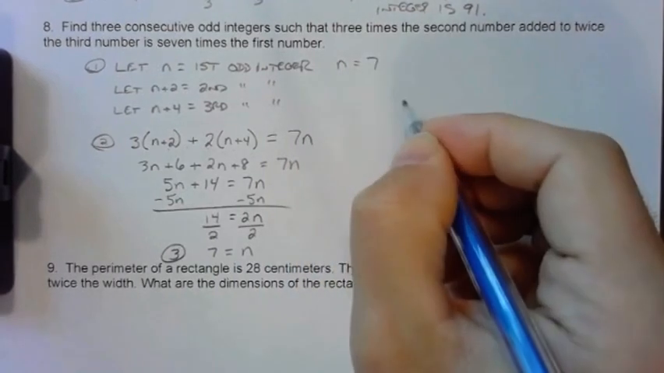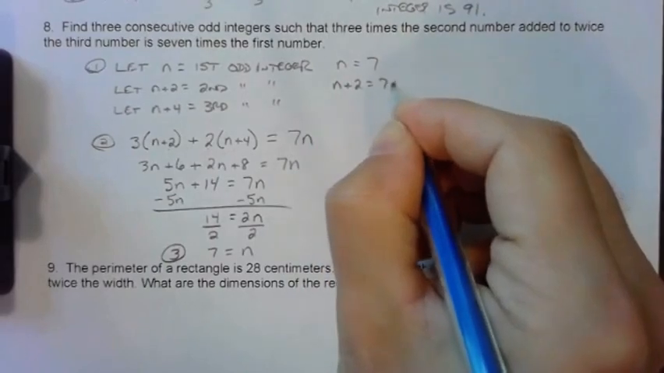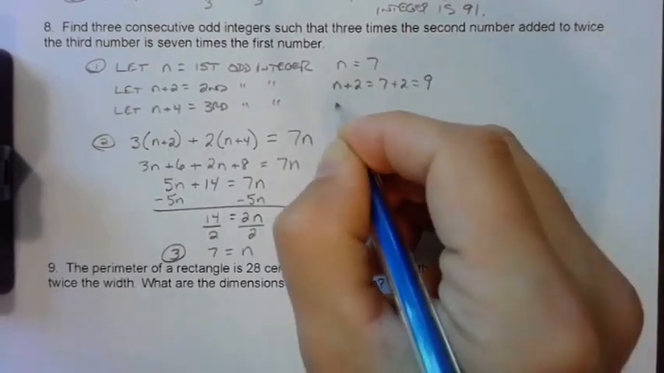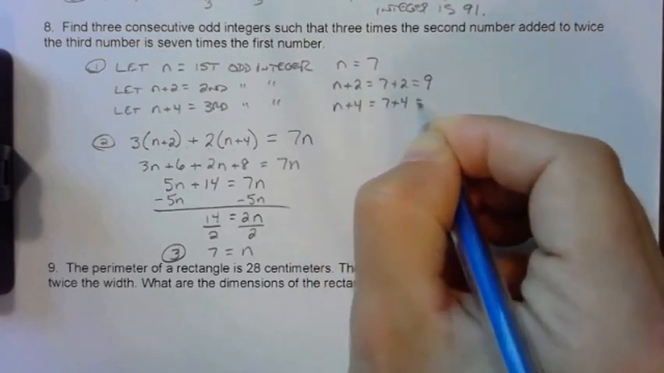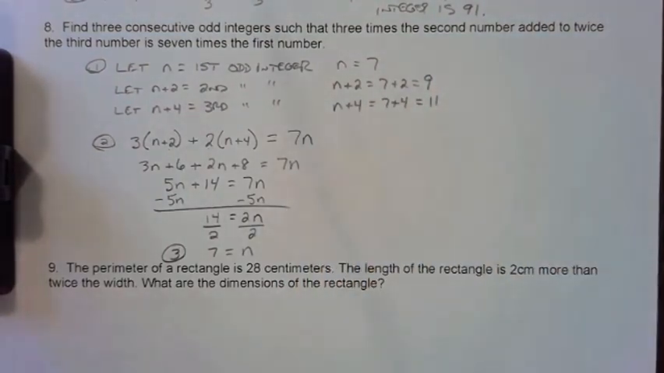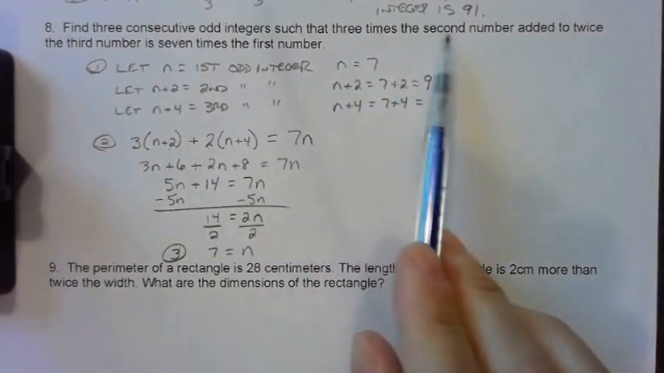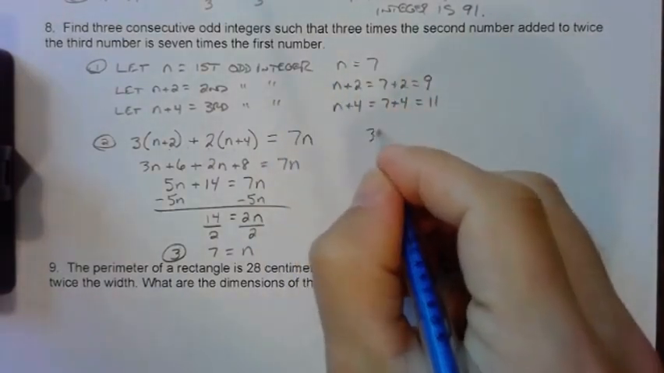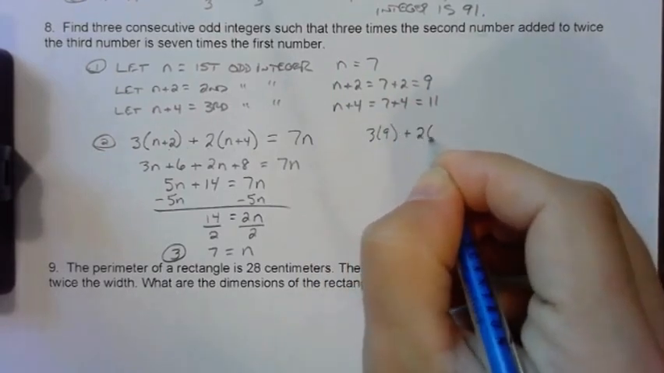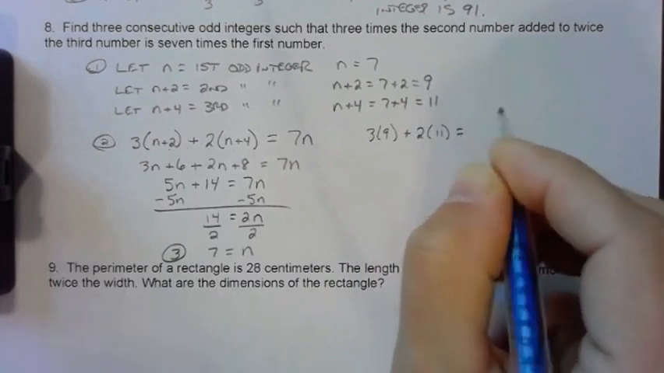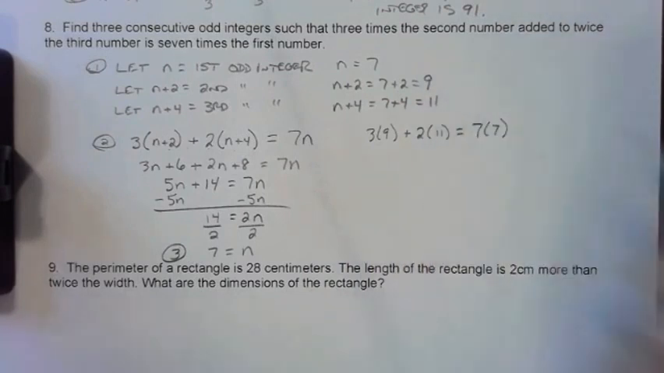The first one, n is 7. The second one, n plus 2, becomes 7 plus 2, which is 9. And the third one, n plus 4, becomes 7 plus 4, which is 11. Let's see if these numbers work with our problem. All right, 3 times the second, 3 times 9, plus twice the third, 2 times 11, equals 7 times the first, which is 7 times 7.